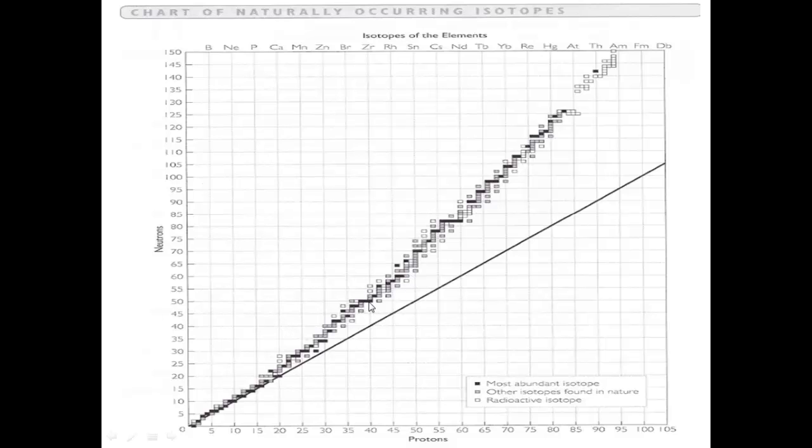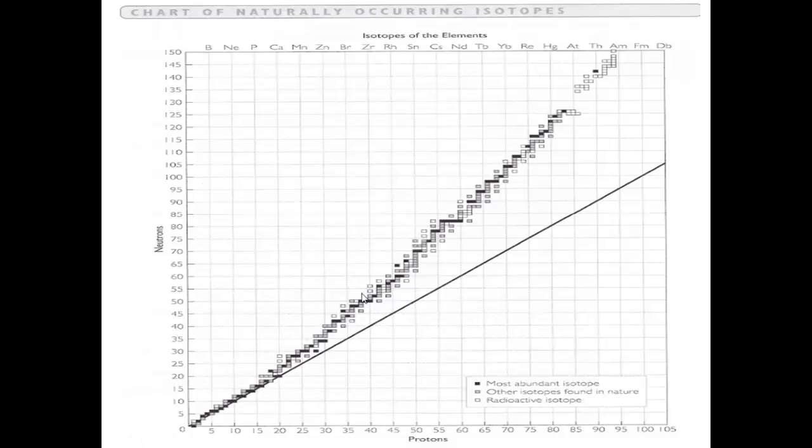So atomic number 40 has 40 protons. So that is zirconium. Zirconium has 1, 2, 3, 4, 5 boxes. That means there are 5 isotopes of zirconium.